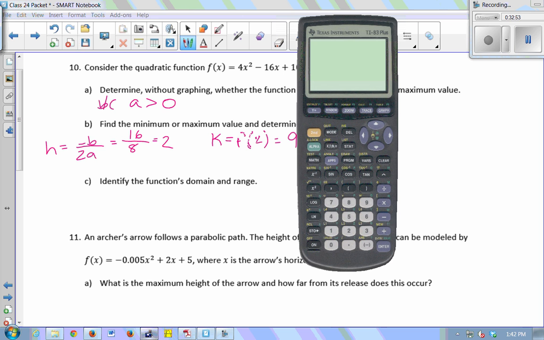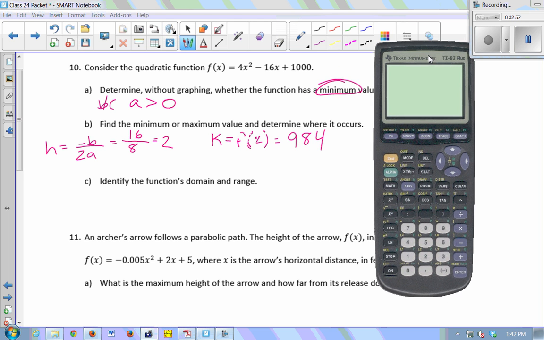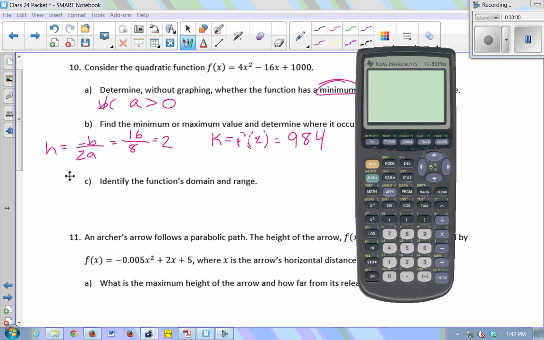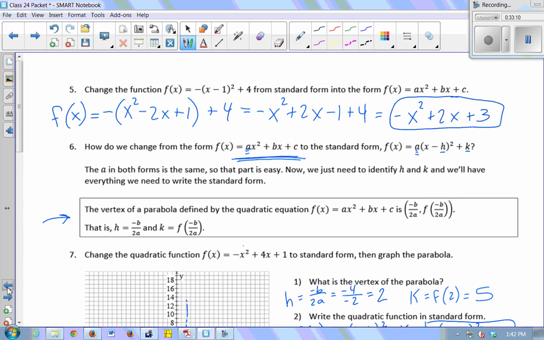How did I get the 2? Negative b over 2a. So how do I get this formula? It's a formula. Yeah, it's from right here. Negative b over 2a.